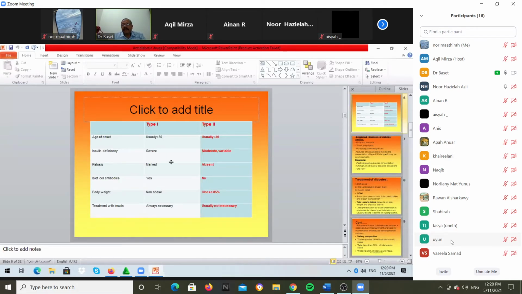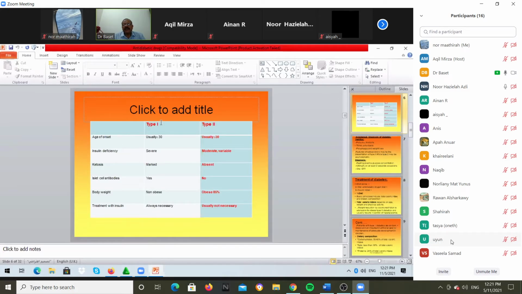This is some differentiation between type 1 and type 2. Regarding the age of onset, type 1 is usually less than 30 years, maybe early childhood, 5 years, 4 years, and may be detected then. Sometimes it may be delayed up to 20 years or more. So the onset in general may be less than 30 years. In type 2, it is more than 30 years, maybe more than 40, 45.